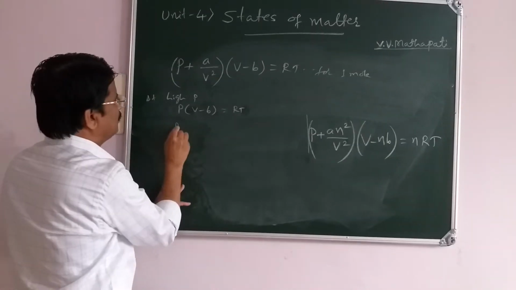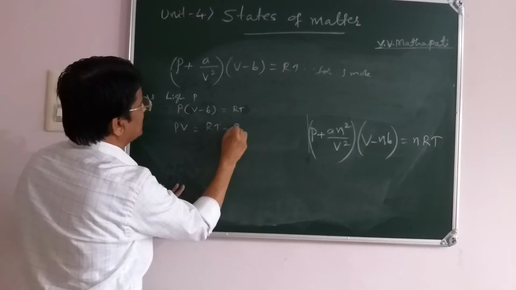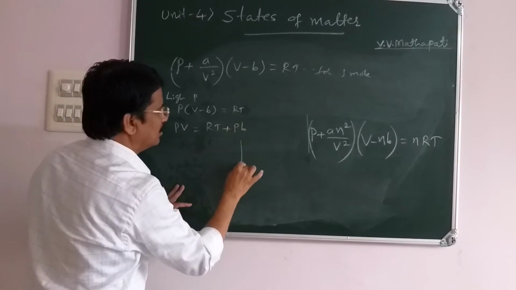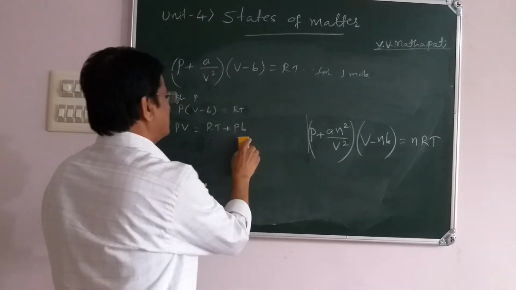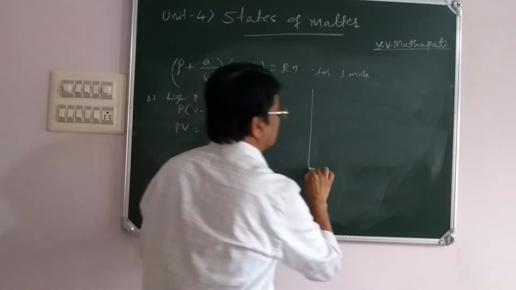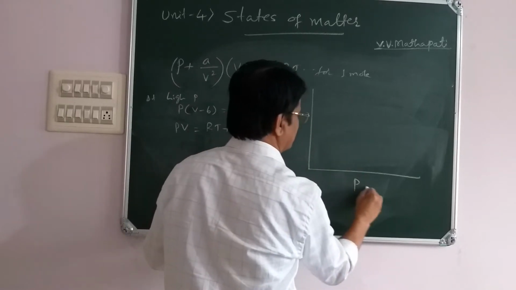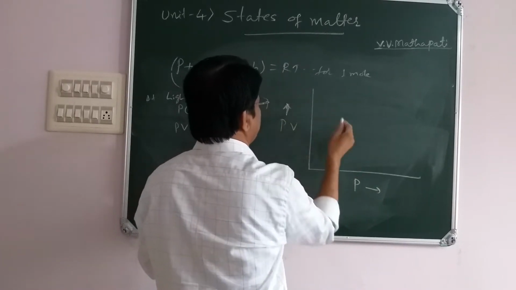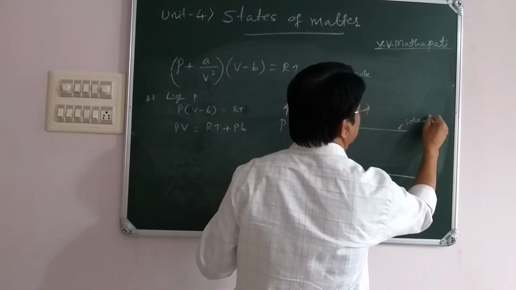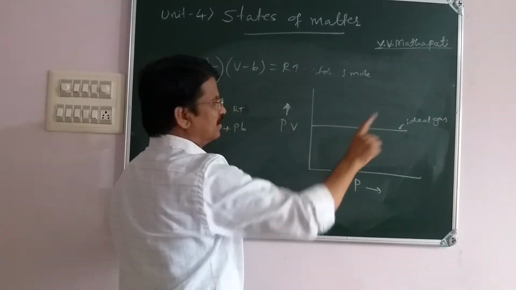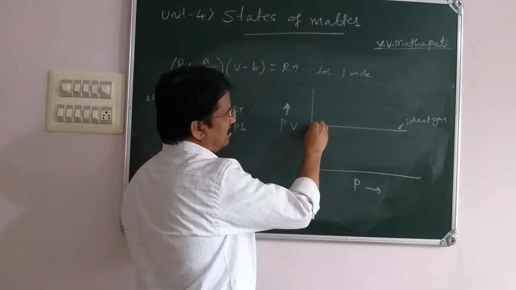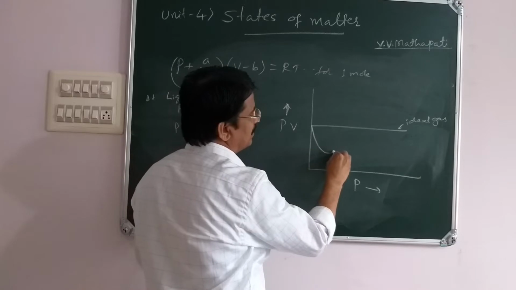Next, we can write PV equal to RT plus Pb. When you draw the graph, that is called Amagat curves or PV-P curves. And one curve for ideal gas. If gas is ideal, you get a straight line graph. And for real gases, you get a curve, you may get a minimum or maximum like this.